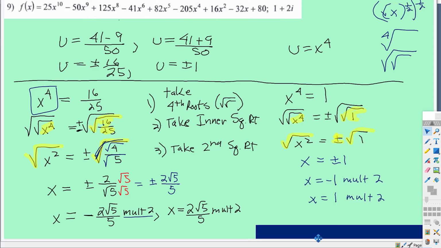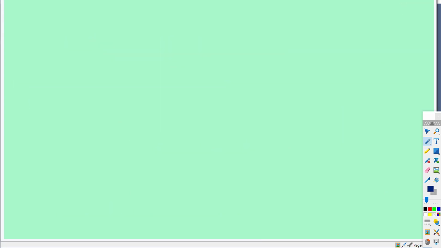And then when we take the outer square root over here, we get x, and the square root of 1 is still 1. But remember, this started off being x to the 4th, so both positive and negative 1 will have a multiplicity of 2. And now you have your 10 roots.